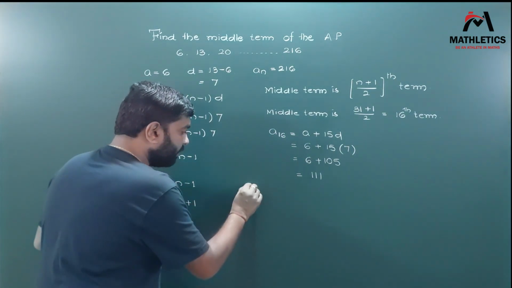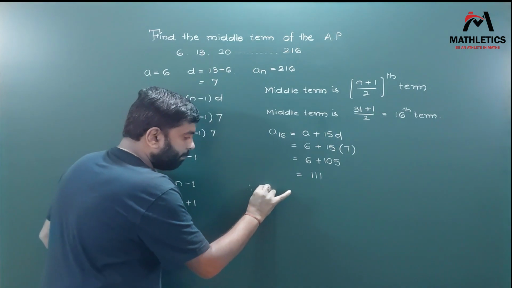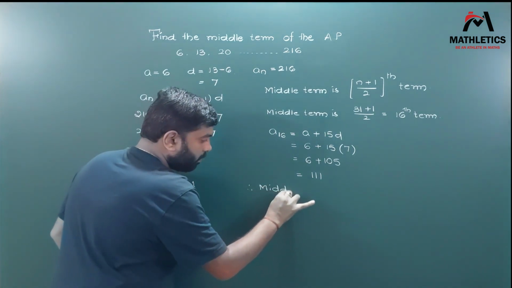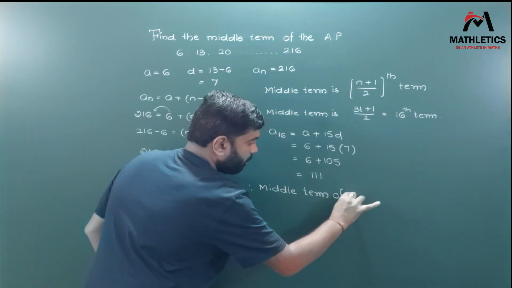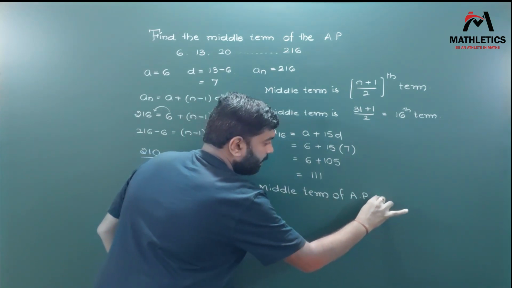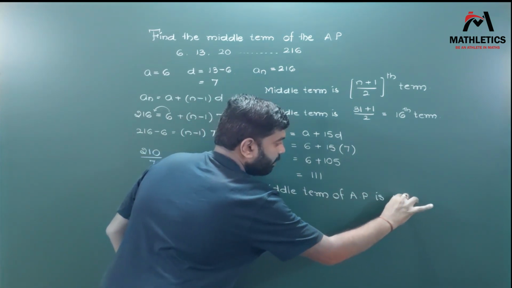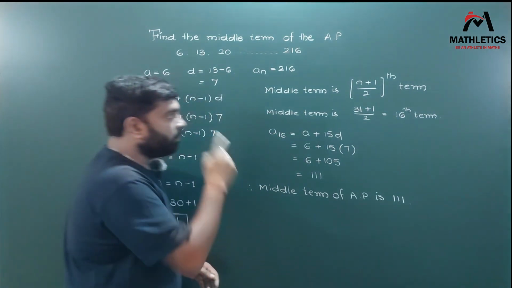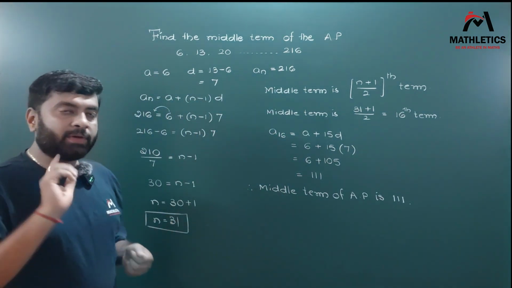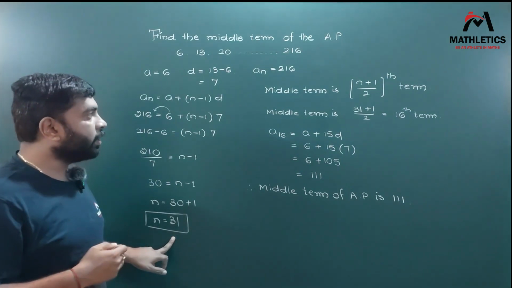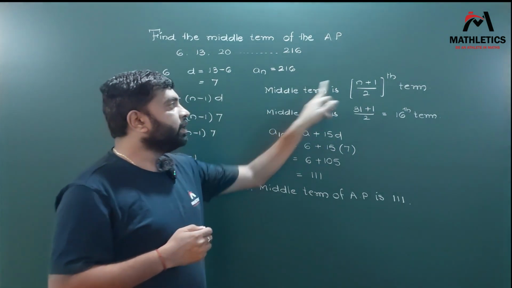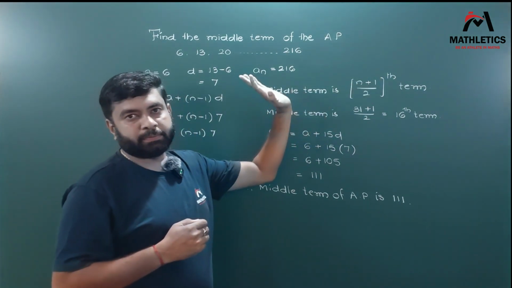Hence I can write, therefore the middle term of the AP is 111. So this is how we can solve this. But remember one thing, whenever n, the number of terms, becomes odd, then the middle term is given by the n plus 1 by 2th term.